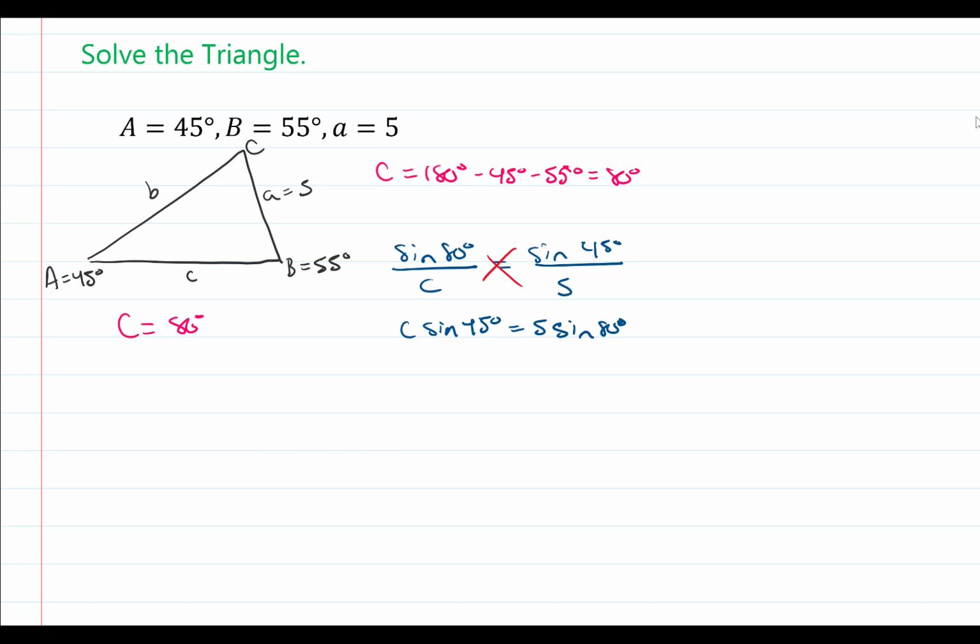I now divide both sides by the sine of 45 degrees. This will give me C is equal to 5 times the sine of 80 degrees over the sine of 45 degrees. I should now use my calculator and make sure my calculator is in degree mode, not radians, and what I end up getting is C is approximately 6.96 units.